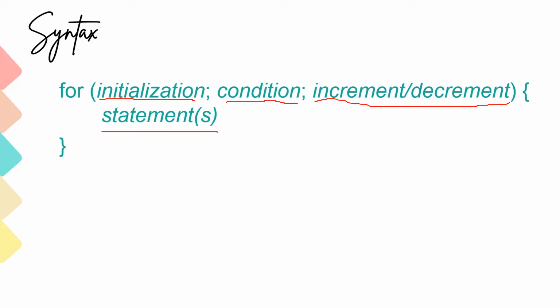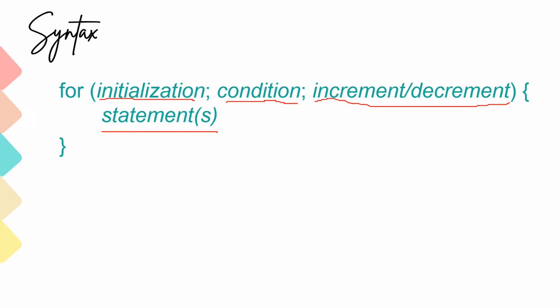The condition, okay, is an expression. Once the condition is true, the loop will iterate. However, if the result of the expression is false, the loop will terminate.